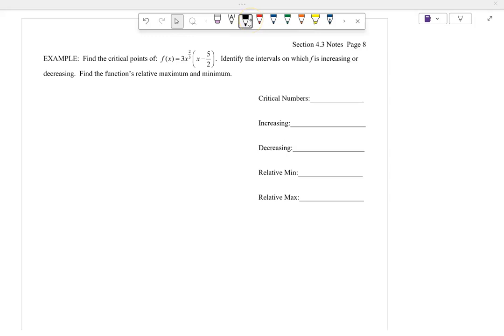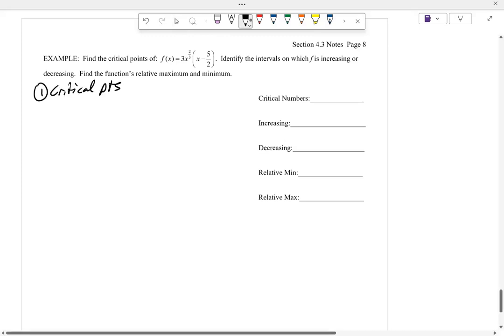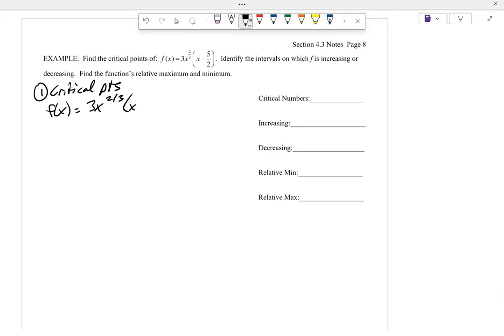Here we've got one more algebraic function. We've got 3x to the 2/3 times x minus 5/2. Let's find our critical points of this function. I'd probably just distribute that through: 3x to the 2/3 plus 1 would be 5/3, minus 15/2 x to the 2/3, and then I would go ahead and take the derivative.